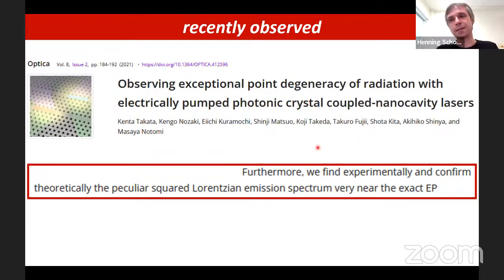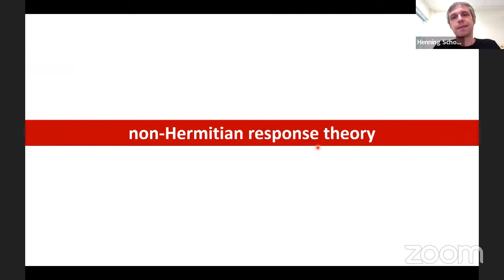This change of the line shape just about 2 years ago. Right, but in order to understand this really, we should now step back and develop consistent response theory for this. So this will be the last part of my talk. I'm going to show you another example in which we can work out something explicitly and see another effect.